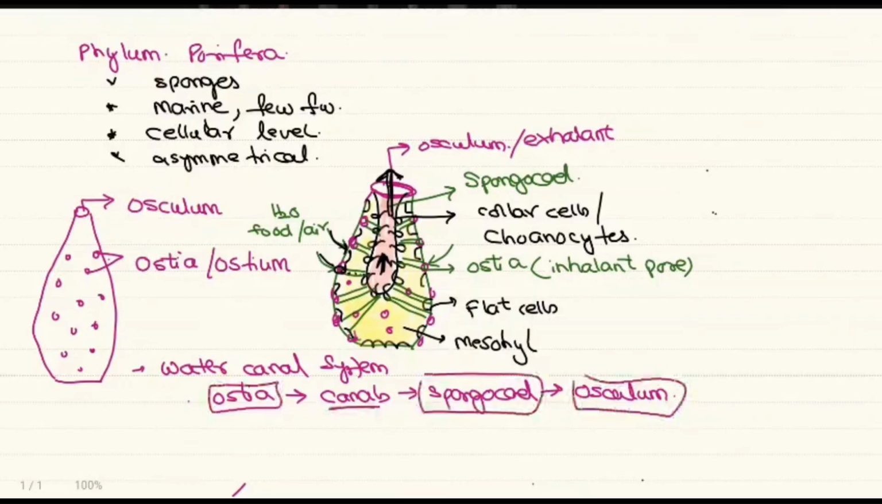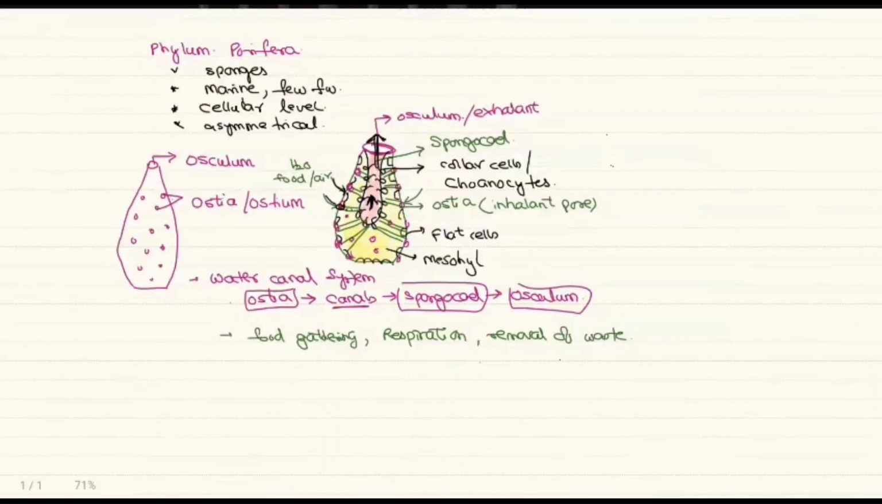So what is the function of the canal system? The canal system will help in three main functions. It helps in food gathering. It helps in respiration as the oxygen is also transported. It also helps in the removal of the waste. As the body of the sponges has so many openings or holes, the name is called porifera. Let's quickly see the other structures.